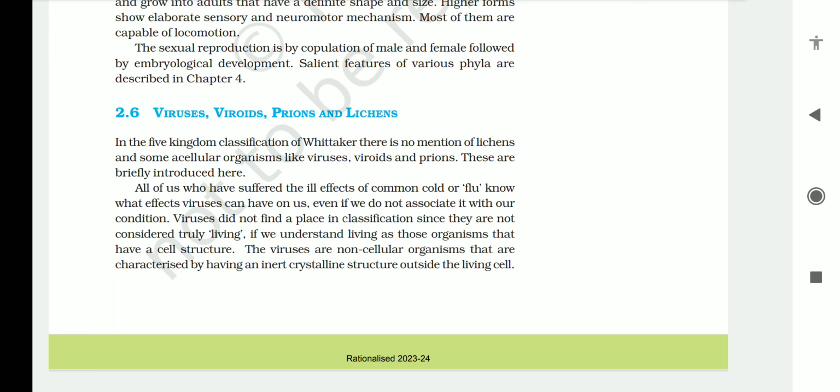All of us who have suffered the ill effects of common cold or flu know what effects viruses can have on us, even if we do not associate it with our condition.